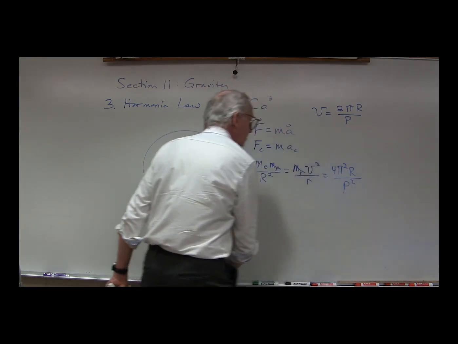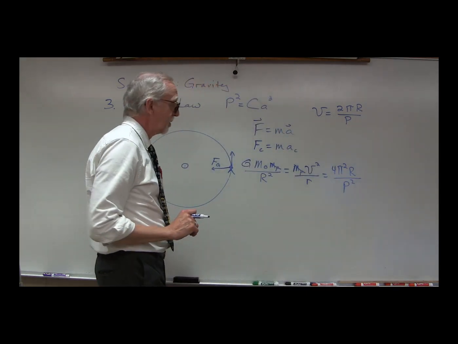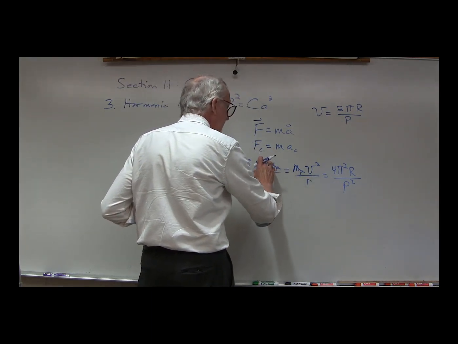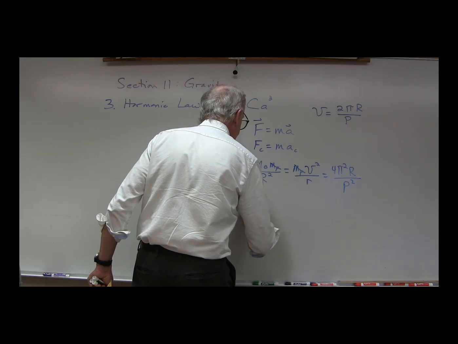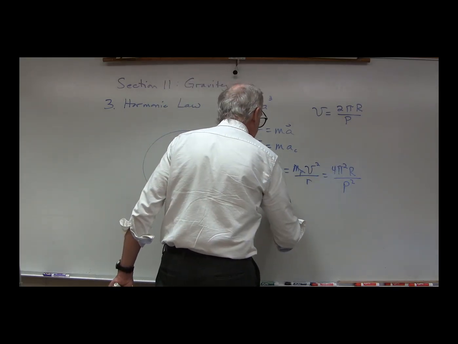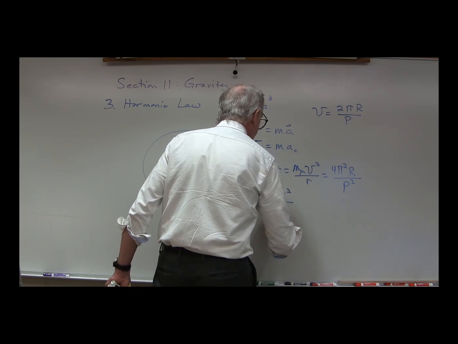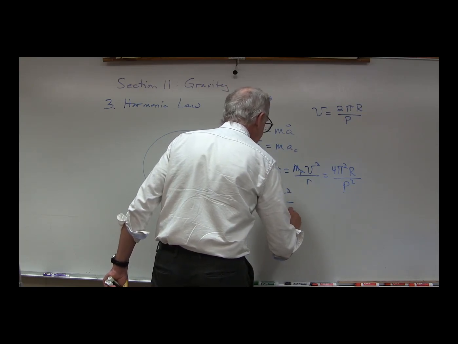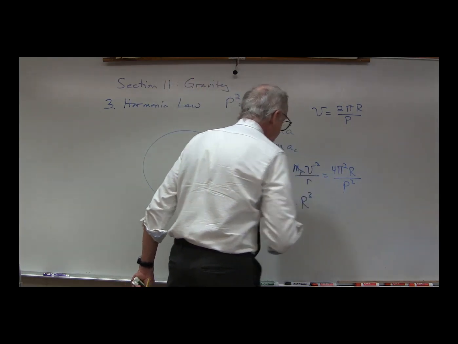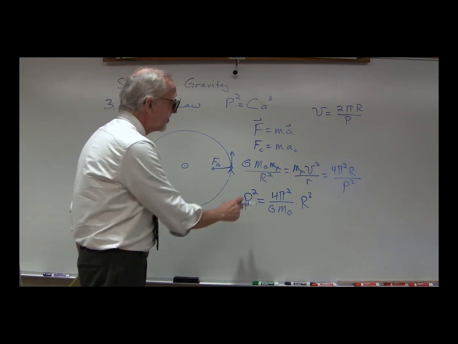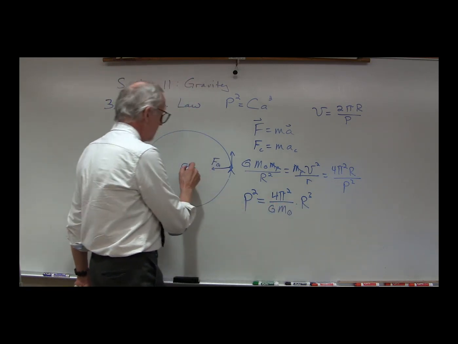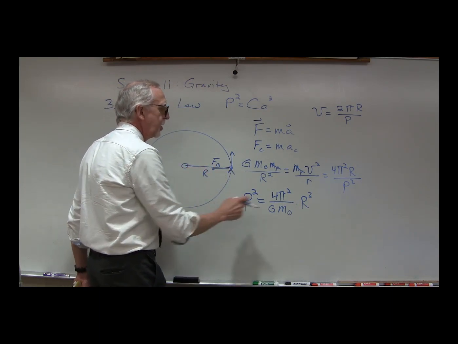So we have 4 pi squared r p squared. Let's multiply by p squared and divide all of this over there. What do we have? We have p squared equals 4 pi squared over G mass of the sun, R squared times r is r cubed. And what do we get? We get that the period squared is proportional to r, the radius of the orbit, cubed.